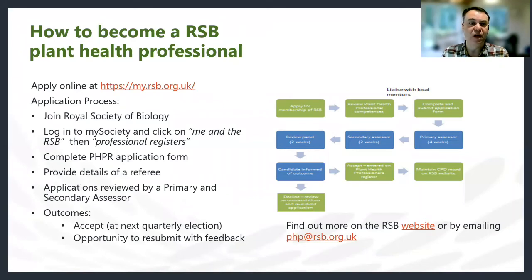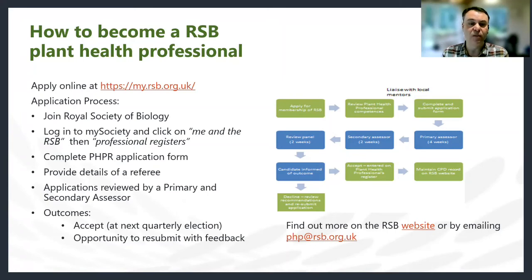This is the process of how you might want to apply for being a Royal Society of Biology plant health professional. You obviously need to join the Royal Society of Biology, and then once you have joined, you can go through the society pages and look for professional registers. The process is you'll complete a plant health professional register application form, which is based against those 4 clusters and 11 elements. And that's a written submission where you provide your knowledge and evidence. You'll need to provide a referee, so we can check that the information provided is accurate. And then that application form will be submitted electronically to the Royal Society of Biology.